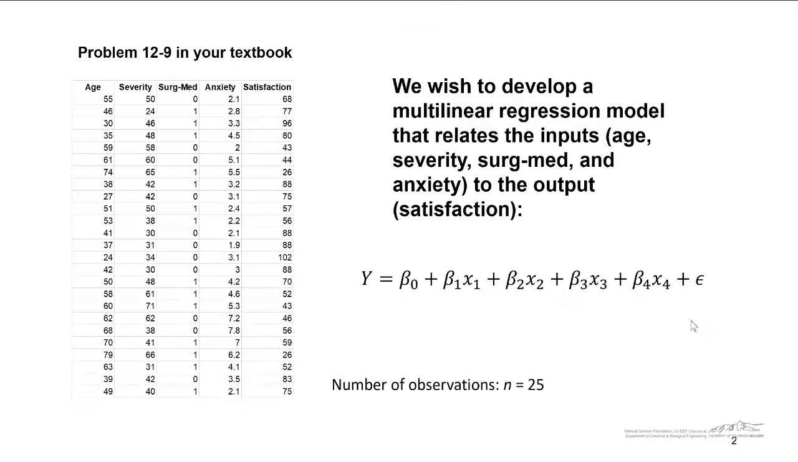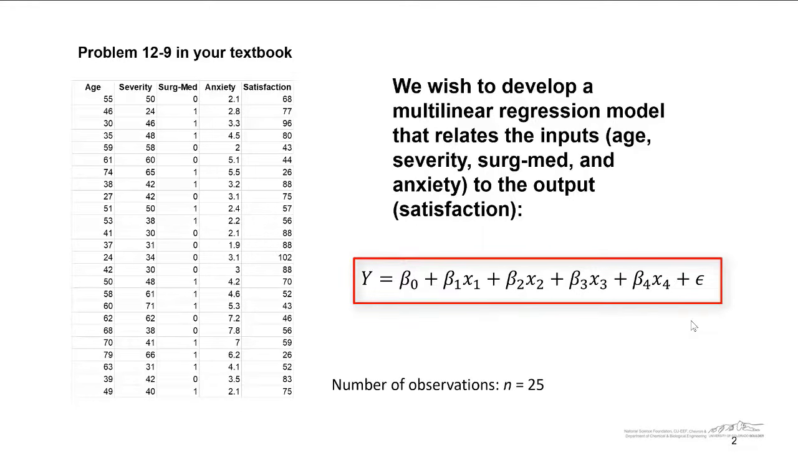In a multiple linear regression model, we have multiple inputs. We have the 4 inputs here. X1 is age, X2 is severity, X3 is whether or not they had a surgical or medical procedure, anxiety is X4, and satisfaction is our output.